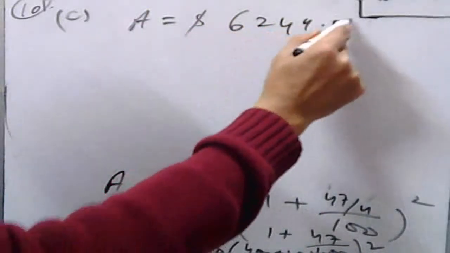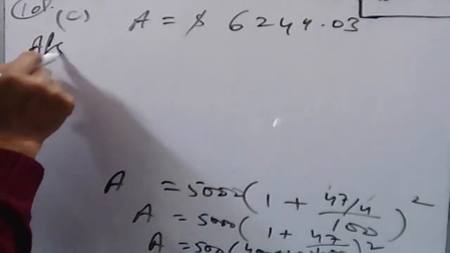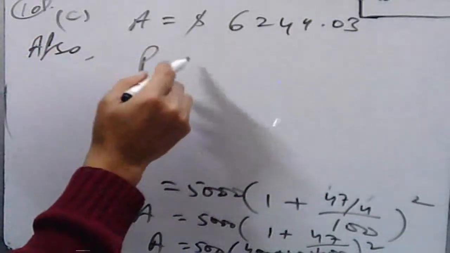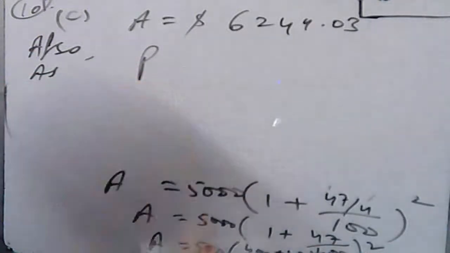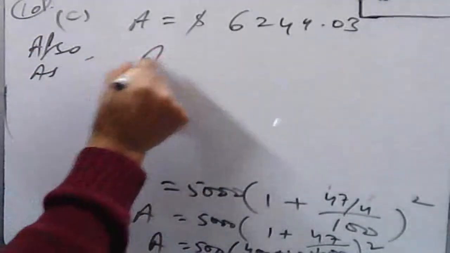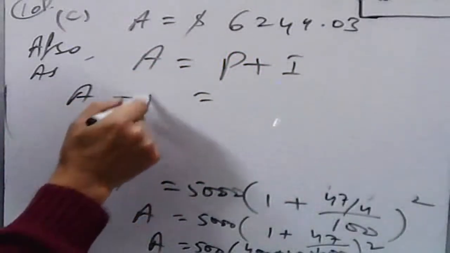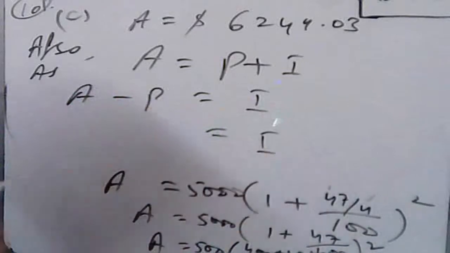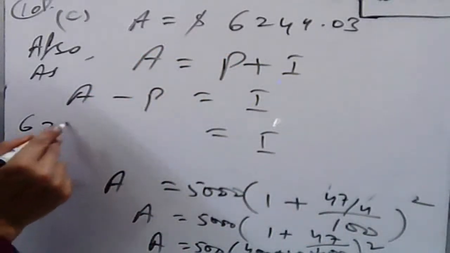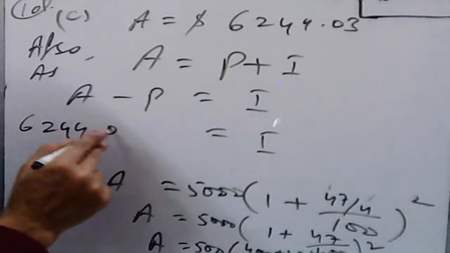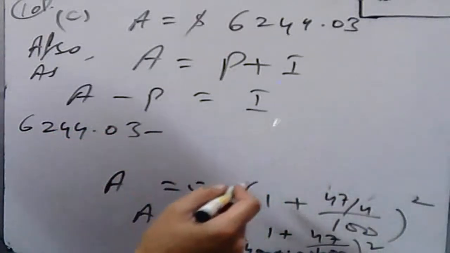Also, as you have a formula, that is amount is equal to principal amount plus interest. You need interest, so A minus P. Putting the values, you have calculated the amount, which is equal to 6,244.03 minus principal amount, which is given to us, that is 5,000, is equal to simple interest I.